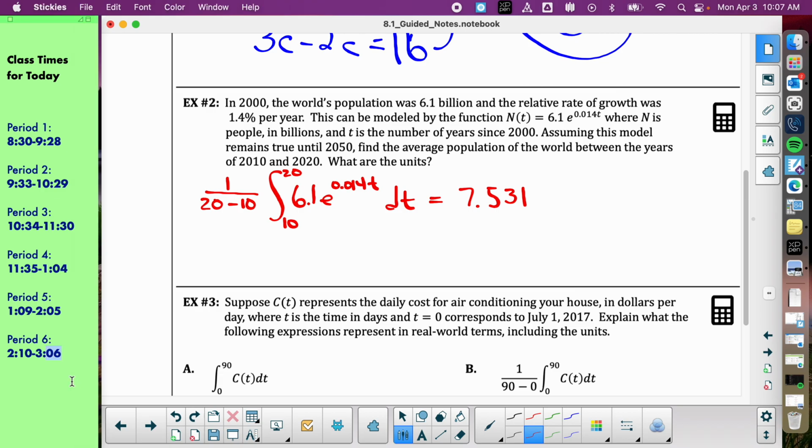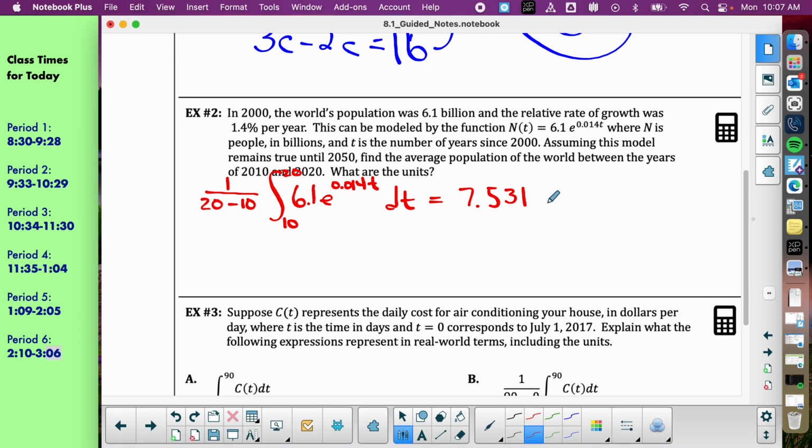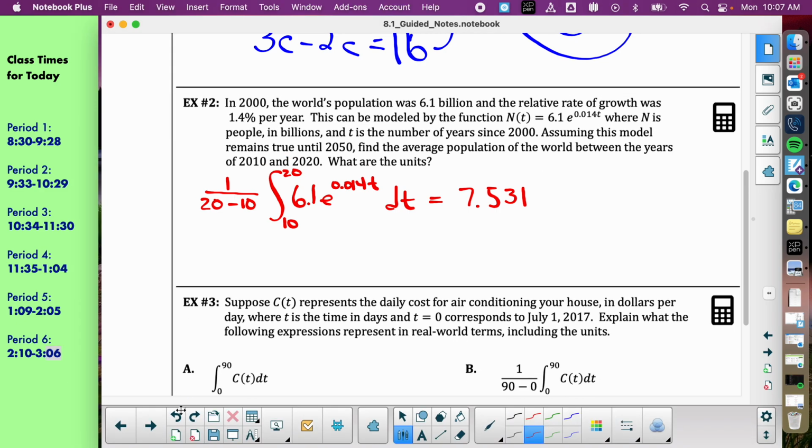And then the last thing says, what are the units? Well, what the heck? Millions of people. I told you billions up here, right here. And you're just finding what the equation represents, which is current population.